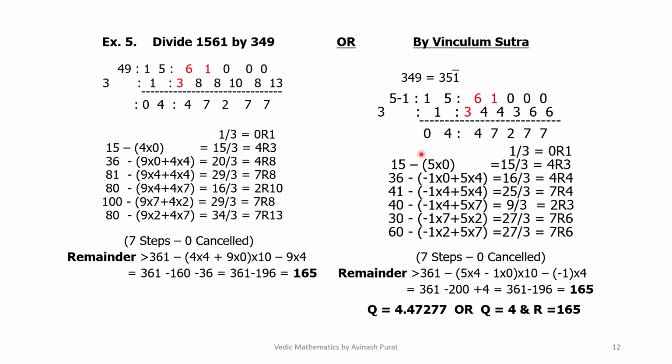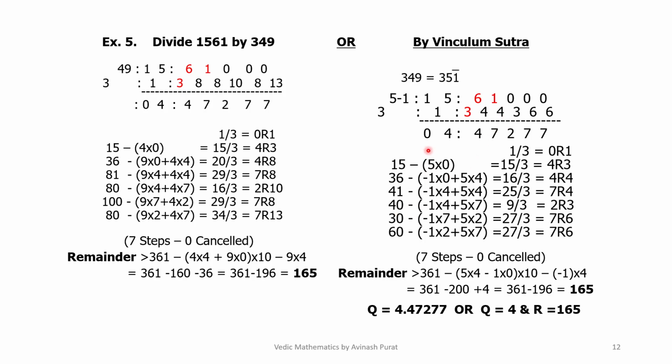Now 36 minus (1 into 0 plus 5 into 4), that is 20. 36 minus 20 is 16, divided by 3 equals 4, remainder 4. 41 minus (1 into 4 plus 5 into 4), that is 20 minus 4, 16, where 41 minus 16 is 25, by 3, that is 7, the quotient, and remainder is 4.